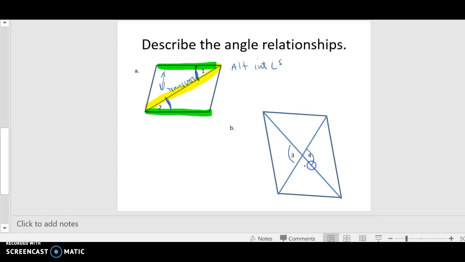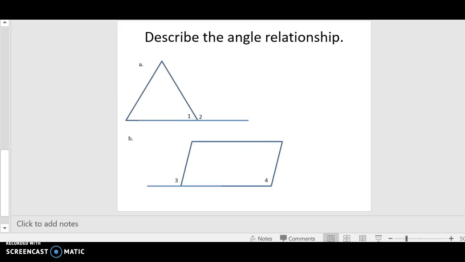3 and 4, you have to recognize these right away as being vertical angles. When I look at this, angle 1 and angle 2, since they are adjacent, you see how they touch each other or share this vertex? And if I look, both of these together will add up to 180 degrees, which makes these a linear pair.